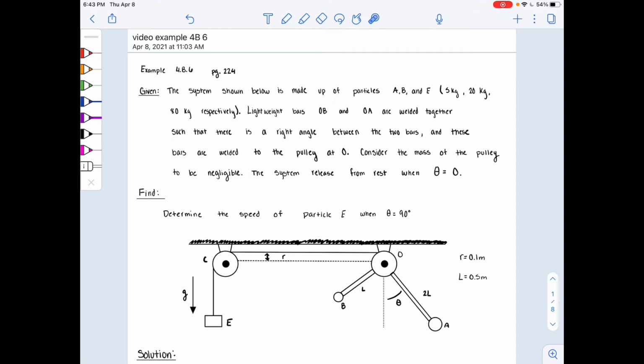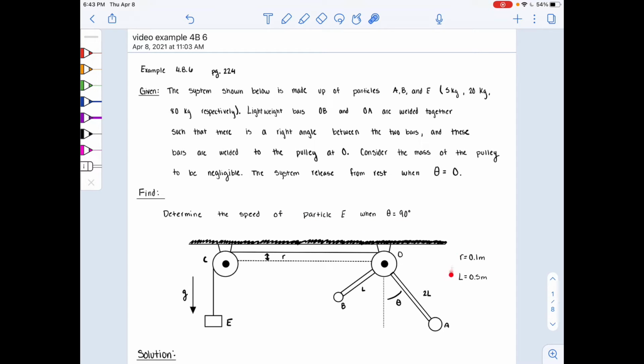Lightweight bars OB and OA are welded together such that there is a right angle between the two bars, and these bars are welded to the pulley at point O. Consider the mass of the pulley to be negligible and the system released from rest when theta is 0. So we are trying to find the speed of particle E when theta is 90.